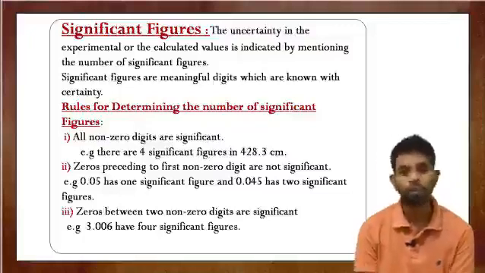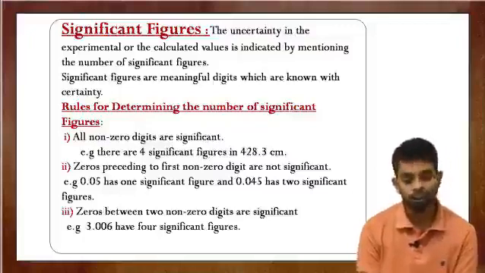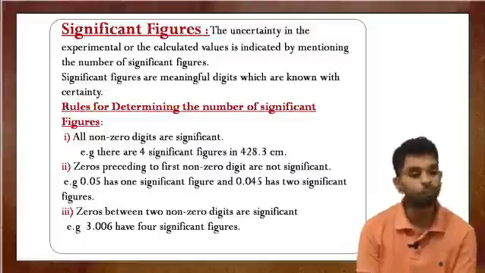Now the first rule is all non-zero digits are significant. All non-zero digits means, say, one number is 48.3. So in this case the number of significant figures is 3. Why? Because there is no zero. So all non-zero digits are significant.